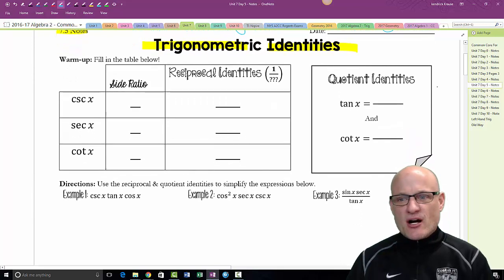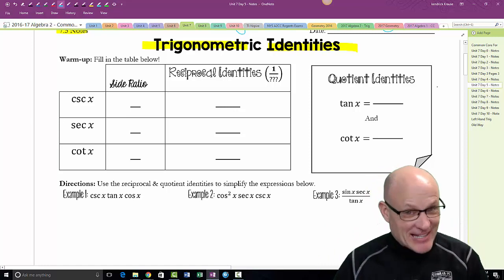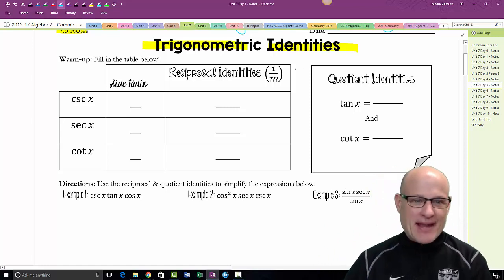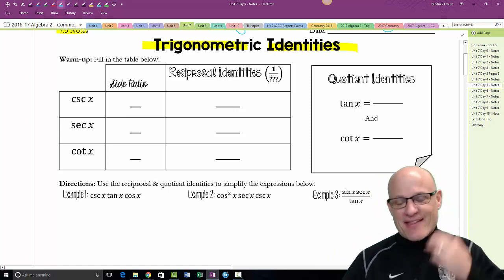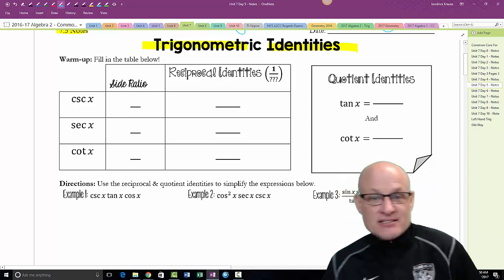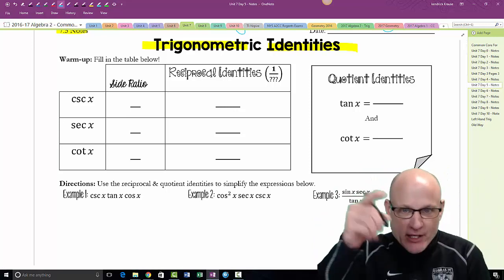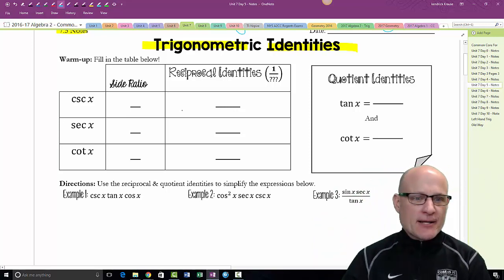Trig identities are sort of our proofs, which you all did not like so much in geometry, but these aren't bad. Stick around with me. I think you're going to be able to handle these. They're not that rough. Sometimes kids just can't think straight, but you'll be all right. That's why you're here.